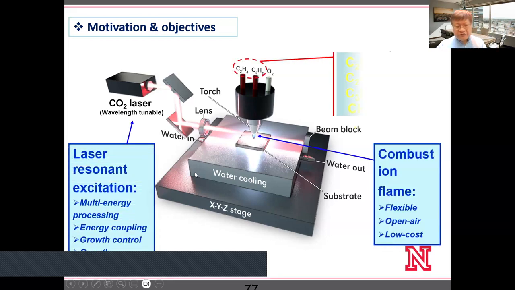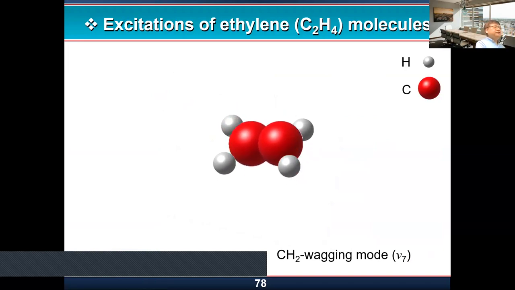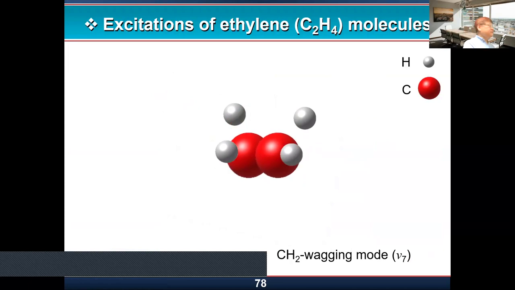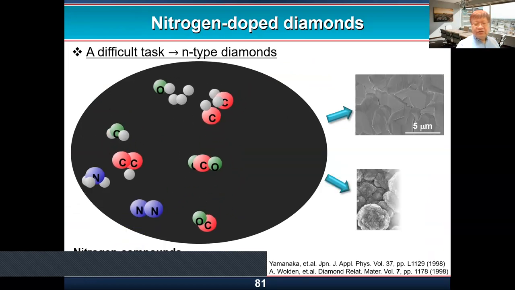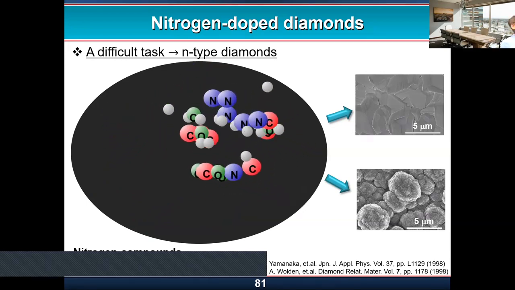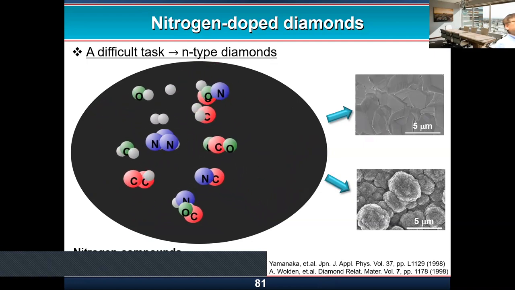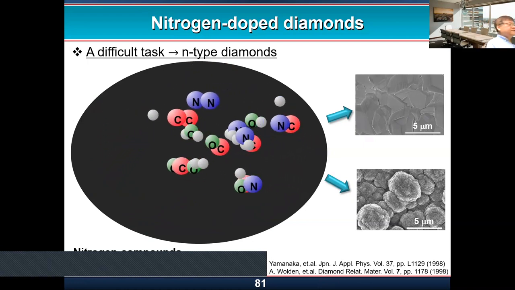So with the right wavelengths to excite the right vibration mode of molecules like acetylene, for example, we can get very high quality diamond crystals. We can even use a wavelength to control the diamond orientation, so you can get 111 surfaces or 100 surfaces with this kind of controllability. And we also overcame one big issue: diamond has very short bonds. So if you try to diffuse something in, the diamond structure will be damaged.